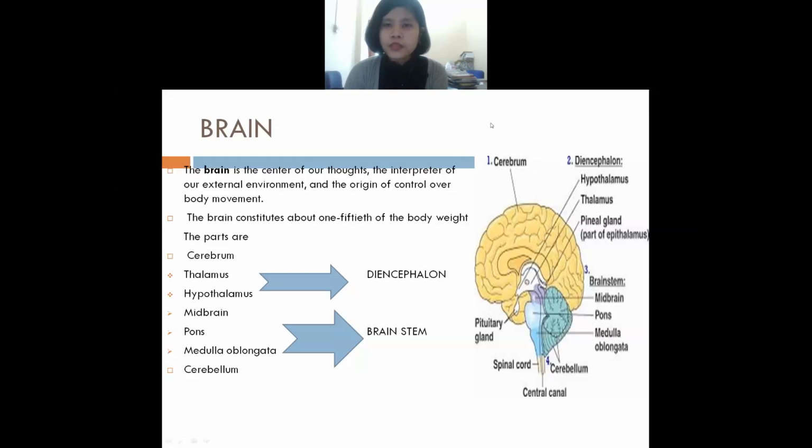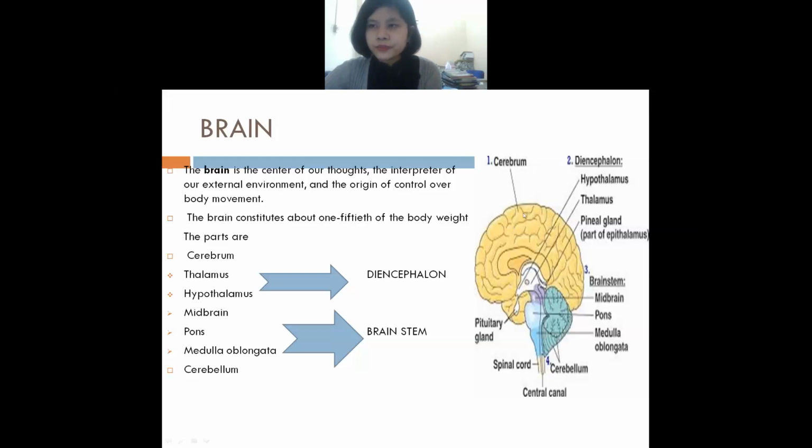Understand? And the brain helps you in interpreting. Interpreting means it helps you in understanding the things which are occurring outside in the environment as well as inside the body, and it also controls all your body movements. Understand? And the brain has got four parts.